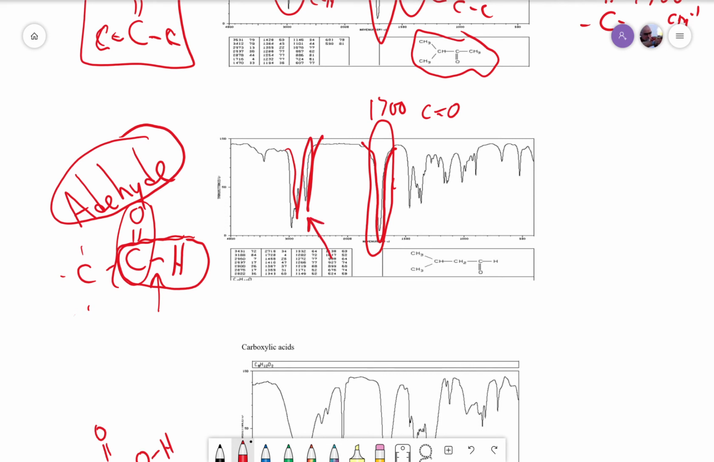It will show a peak at 2,700 reciprocal centimeters. An aldehyde will show a unique peak at 2,700 reciprocal centimeters, which can clearly identify this compound as not just a ketone. This peak right here means that it's an aldehyde.